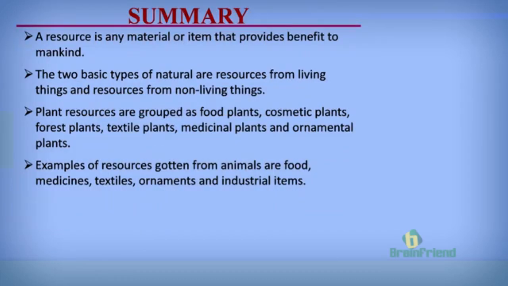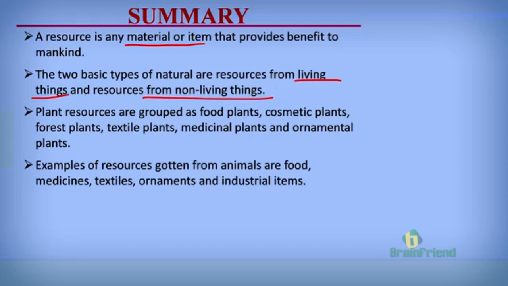In summary, we said a resource is any material or item that provides benefit to mankind. They are materials or items that are used to meet the needs and wants of humans. There are two basic kinds of resources. We looked at man-made resources and natural resources. And natural resources, we say they are also of two different kinds. We have those that are gotten from living things and those that are derived from non-living things. Our focus for today's lesson was on biotic resources that are derived from living things.